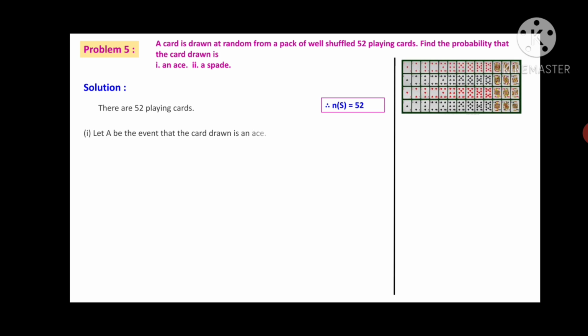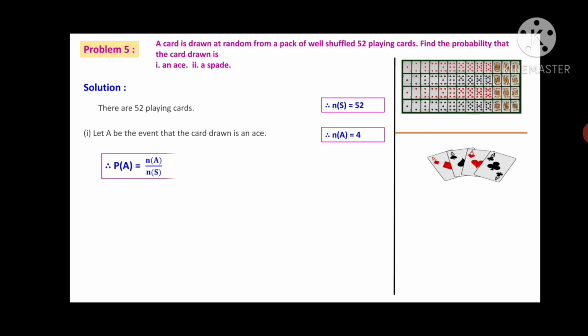Let A be the event that the card drawn is an ace. So the possibility of having an ace is 4. It is like this. 4 aces are there. Therefore, n of A is equal to 4. Therefore, P of A is equal to n of A upon n of S. But we have n of A is 4 and n of S is 52. We will substitute these values. So what will happen? P of A is equal to 4 upon 52. Simplify this one. Therefore, P of A is equal to 1 upon 13.